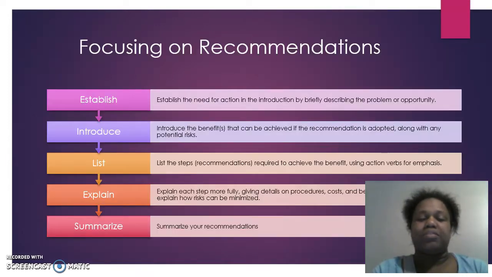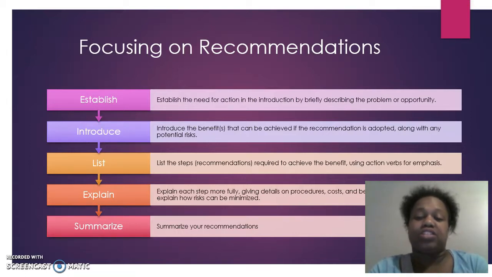The next type is focusing on recommendations, and it's a 5-step process. One, establish the need for action in the introduction by briefly describing the problem or opportunity. So in my example, you could say that we are finding that productivity is low and we need to find a way to expand and enhance our productivity.